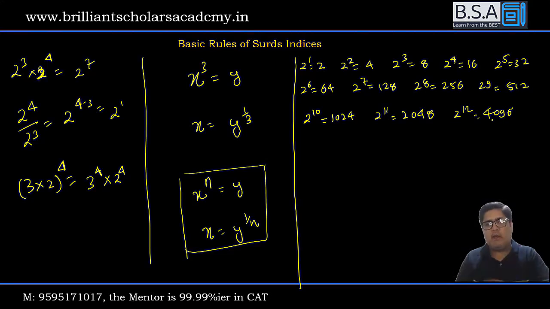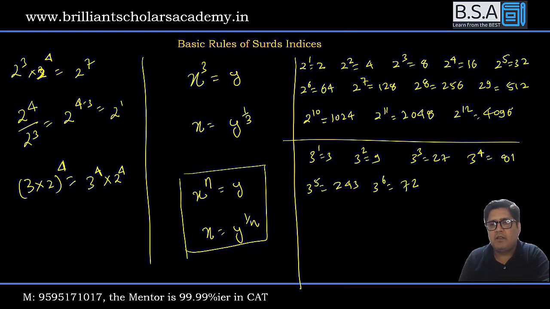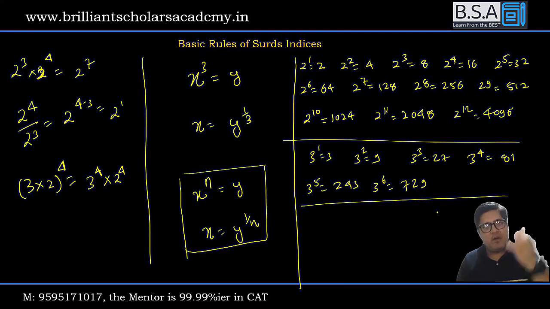Memorize, repeat these again and again, this will be very useful in solving questions in CAT and other exams. 3 to the power 1, 3 square, 3 cube, 3 to the power 4, power 5, power 6. When the number is bigger, we'll try to remember only up to smaller powers.